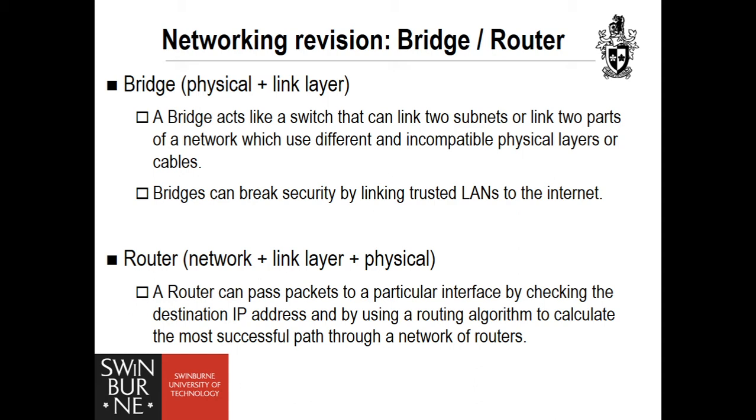Bridge. A bridge acts like a switch that can link subnets or parts of a network which use different and incompatible physical layers or cables. A bridge can break security by linking trusted lines to the internet. A router can pass packets to a particular interface by checking the destination IP address and by using a routing algorithm to calculate the most successful path through a network of routers.